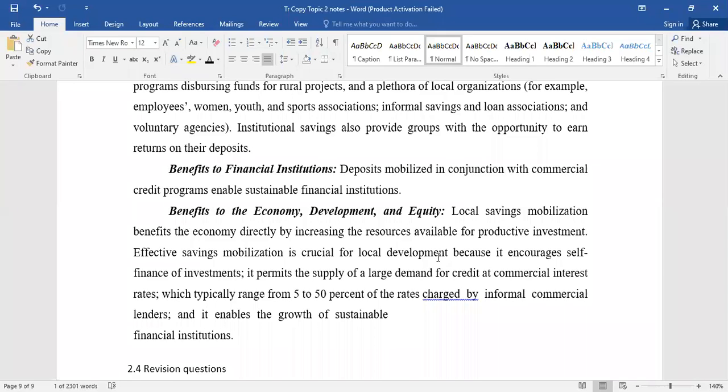And then we have the benefits to the economy, or the development and equity at large. Local savings mobilization benefits the economy directly because of the growth of the GDP. The country is also able to meet some of its set goals. And this will encourage self-reliance, where each person is growing, bringing more to the government, which translates into the government also growing. And momentarily, you'll find the government trying to make the operating environment a bit friendlier. Typically, it ranges between 5 to 50% of the rates charged by the informal commercial lenders, which makes the financial institutions able to sustain themselves.